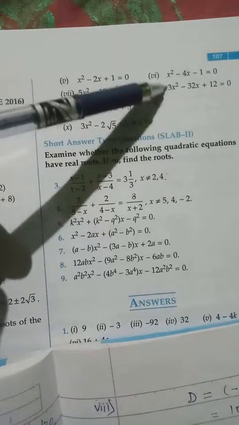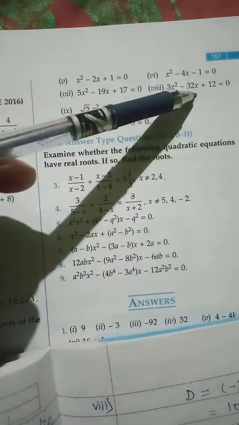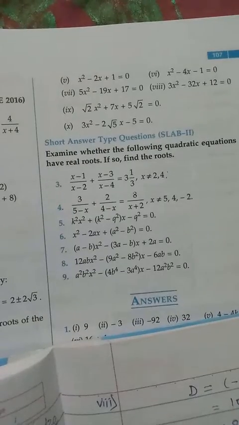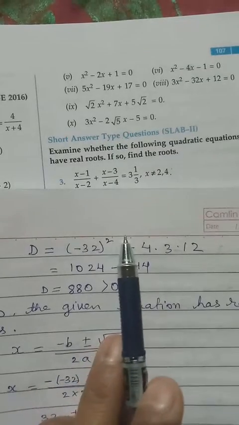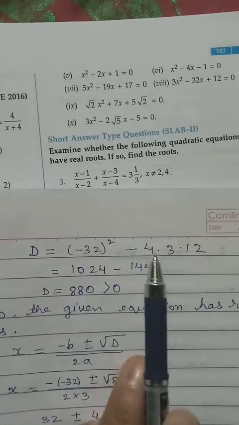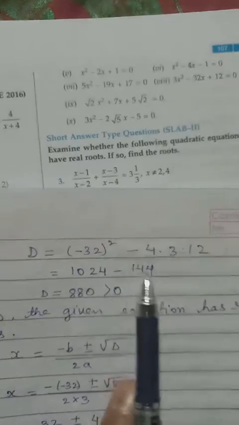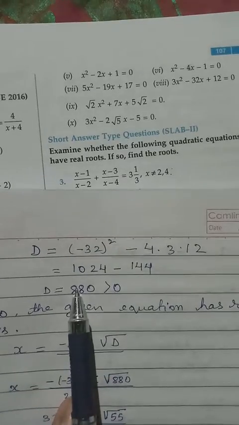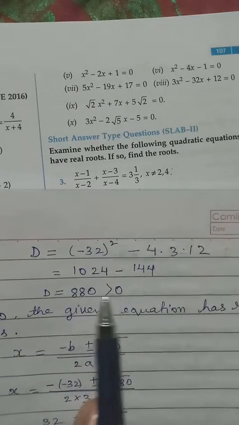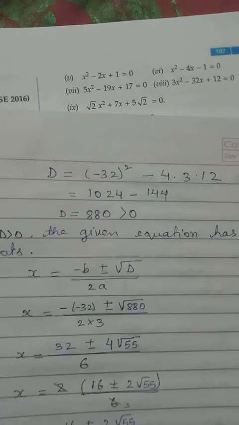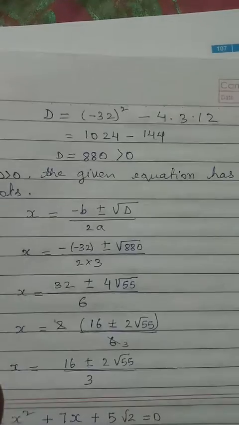A here is 3, b is minus 32, c is 12. So we have to apply here in D, minus 32 whole squared, 1024. 4 into 3 into 12, 144. We subtract, we get 880. Again, greater than 0. So we have to solve for x because they have real roots.